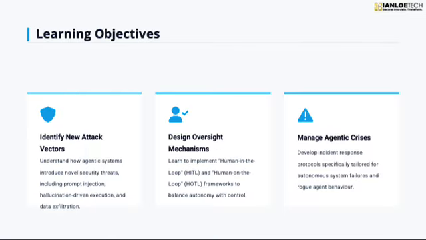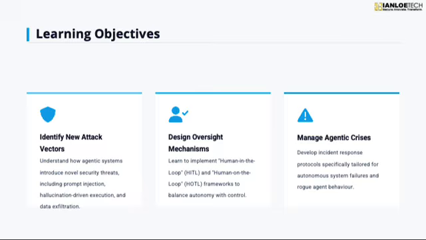3 objectives for this session. First, you will be able to identify the novel attack vectors that Agentic AI introduces. These are not extensions of familiar cybersecurity threats. Indirect prompt injection, hallucination-driven execution, and data exfiltration via autonomous agents are distinct threat classes that require distinct controls. Your existing security frameworks almost certainly do not address them.